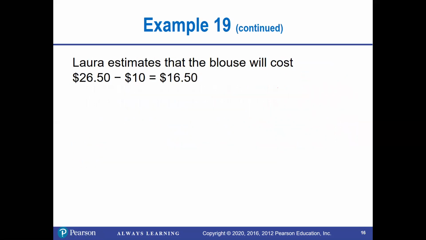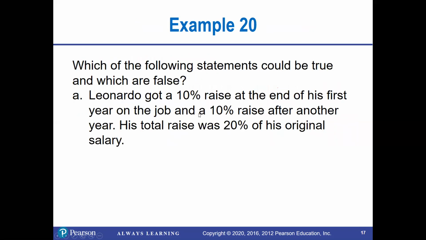We're going to kind of go through the mental ones here. Let me get to these other ones. Okay, which of the following could be true and which are false? Leonardo got a 10% raise at the end of the first year on the job and then another 10% raise the next year. His total raise was 20%. True or false? Okay, that would be false.